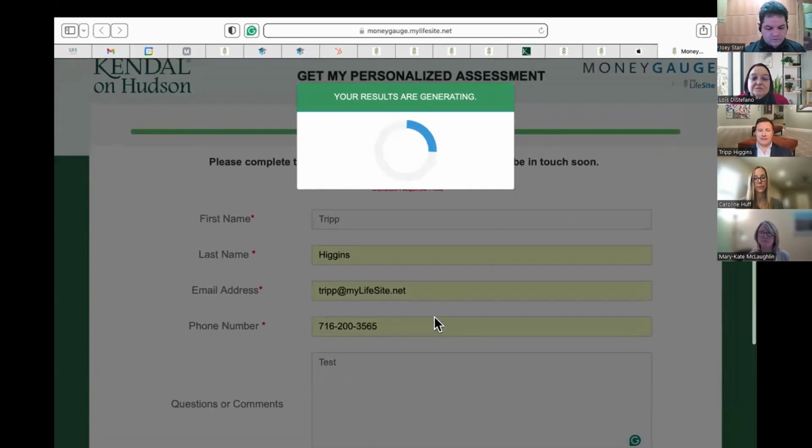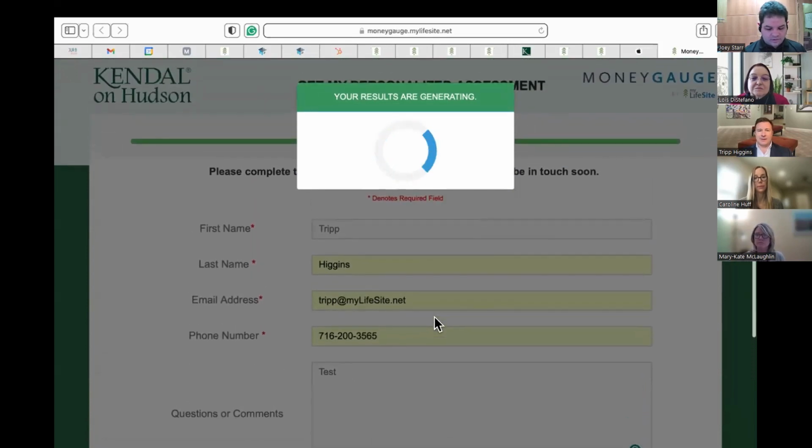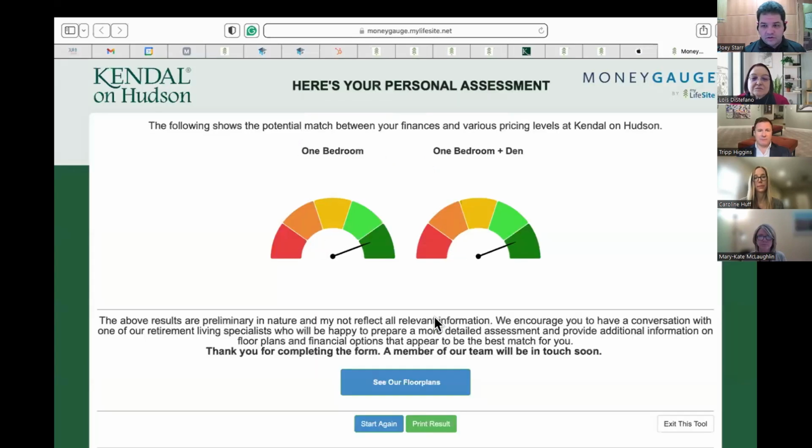And as it is calculating here, we'll generate a result. Of course, hopefully my computer is working properly. And yes, look at that. We've got 2 options that work really well at Kendal, the 1-bedroom and 1-bedroom in den.